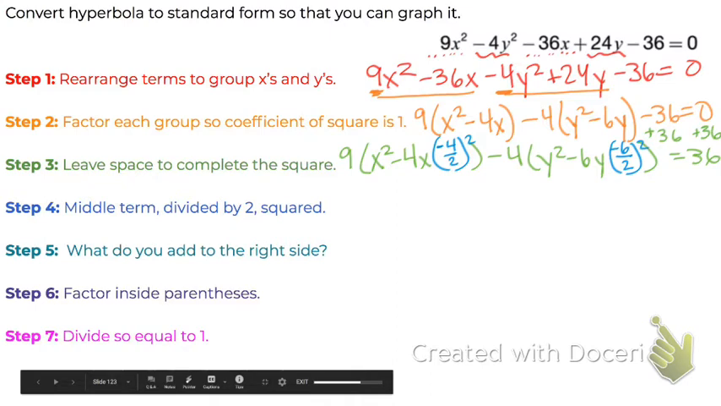So let's simplify that then. We have 9x squared minus 4x. What is negative 4 divided by 2? It's negative 2. And then if I square it, that's positive 4. And then for the y's, negative 6 divided by 2 is negative 3. Squared is 9.